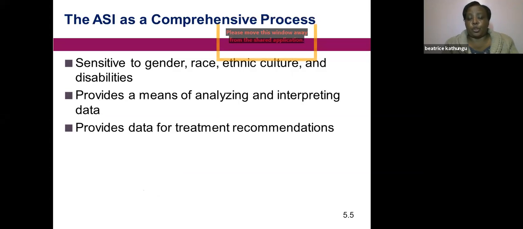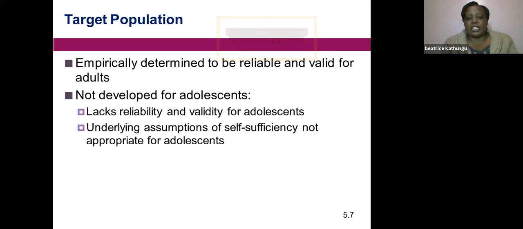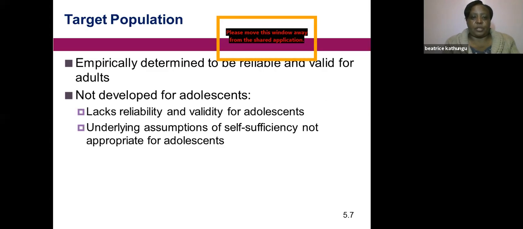The other thing we need to note is that the ASI is actually a comprehensive process. It has been found to be sensitive to all genders, race, ethnic cultures, and even disabilities. It does provide a means to analyze and interpret data. And at the same time, it provides data that is very useful for making treatment recommendations or treatment planning, like we said. Like I said earlier, it's been developed and validated among adults, and it's not developed for adolescents. So it does not have the same credentials for adolescents, and therefore it's not advisable to use it for adolescents.